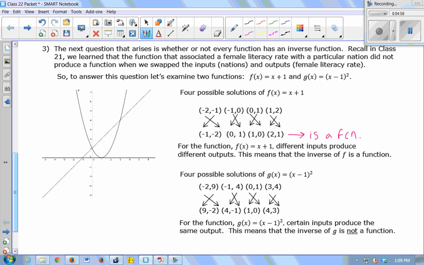And g is a function because it passes the vertical line test, right? So parabola passes vertical line test. So this is a function. G itself is a function. But when I swap the inputs and the outputs to look at the inverse, what can you say about that set of x's and y's?